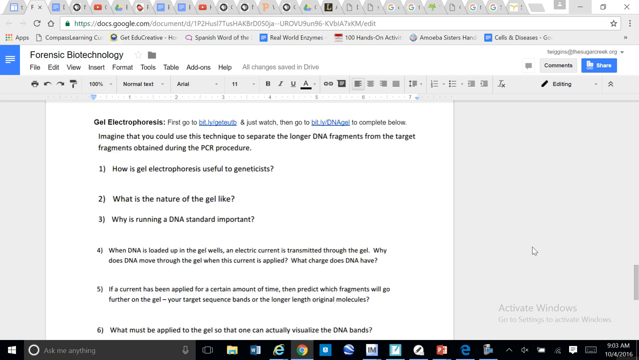What is the nature of the gel like? Meaning, what's that question asking? The texture. What is the gel made of? What is the texture of it? So what is it like? Keelan. It's like a sponge-like stuff. A Jello-like sponge. Why is running the DNA strand important? So what is this question asking us?